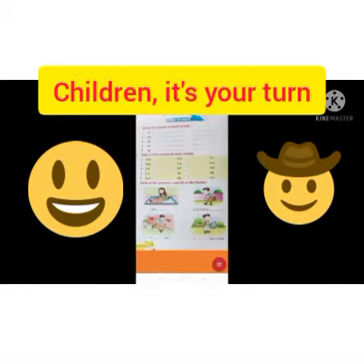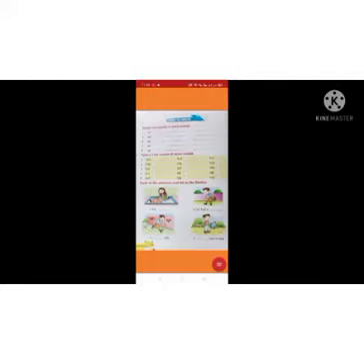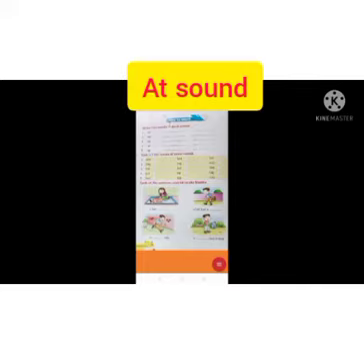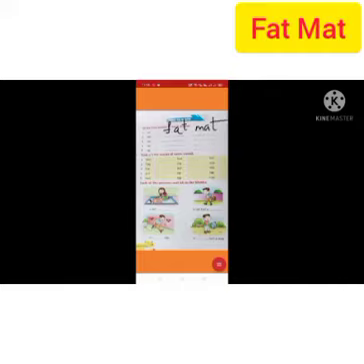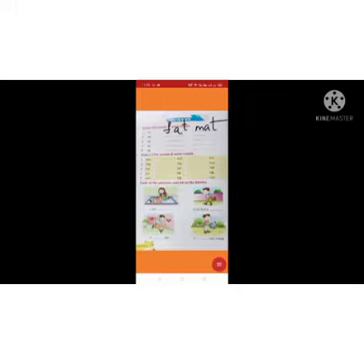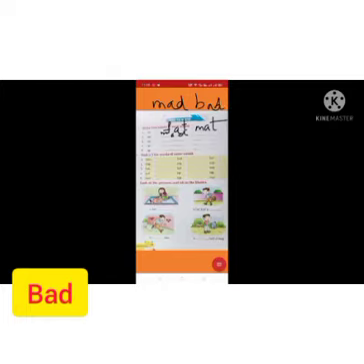Now UKG, it's your turn. So we will write words related to these letters. Okay, so let's start. Number one. You have to write two words of each sound. So, AT sound, we will write two words. We can write F-A-T, fat, M-A-T, mat. Done. Now we will write A-D, okay. What we can write with A-D? We can write M-A-D, mad. I'm writing here, okay. And we can write B-A-D, bad. Done. Now you will write A-G.